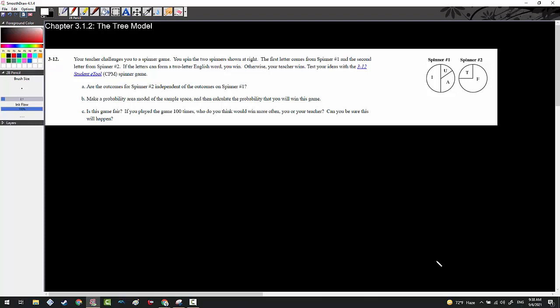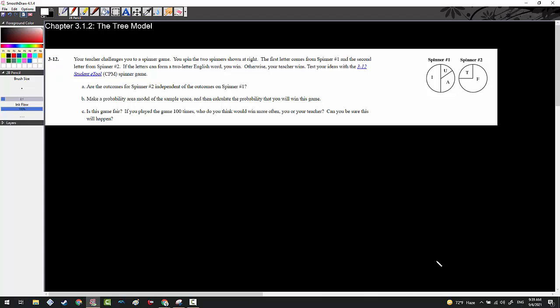And so we'll begin with problem 3-12. It says your teacher challenges you to a spinner game. You spin the two spinners at the right. The first letter comes from spinner 1, the second letter comes from spinner 2. If the letters can form a two-letter English word, you win. Otherwise, your teacher wins. Test your ideas with the spinner provided in the spinner game.